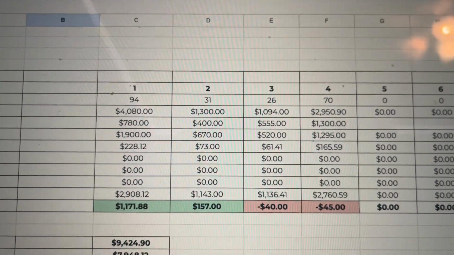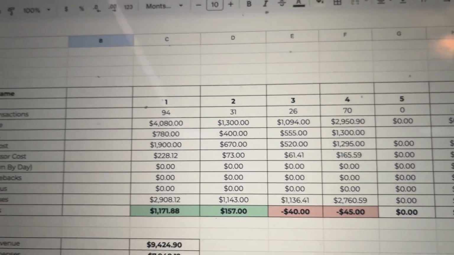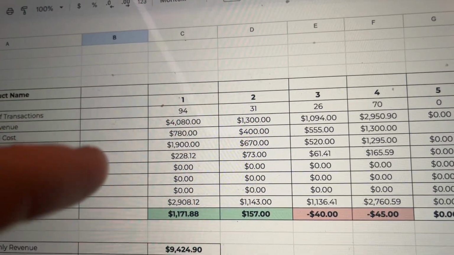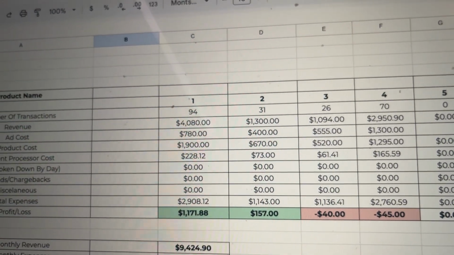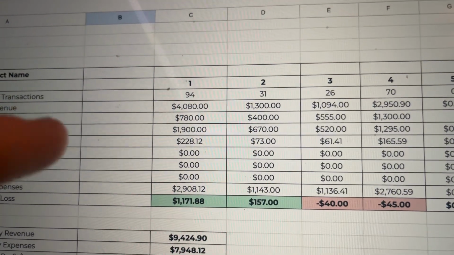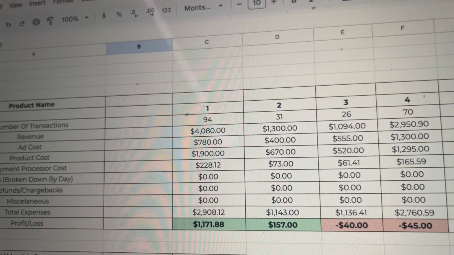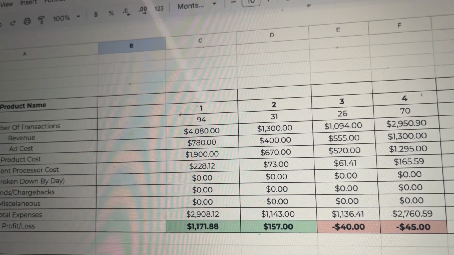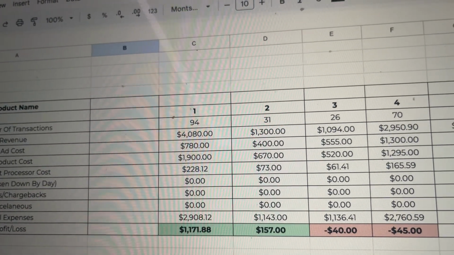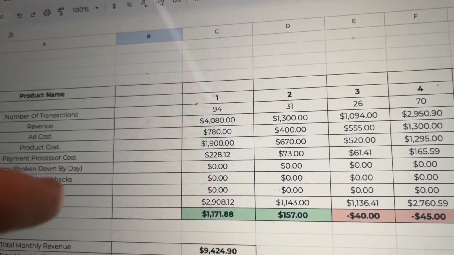So here's my P&L. It's kind of like a rough estimate. Like these numbers are kind of rough, but you get the idea. So first day was the only profitable day, and it was insane, honestly. Ad cost only $780 out of the 4K, so literally under 25% of the revenue went to ads. Product cost was a little high. I found a supplier for cheaper though, so that would have been even lower. Payment processor, and then haven't had any refunds yet.